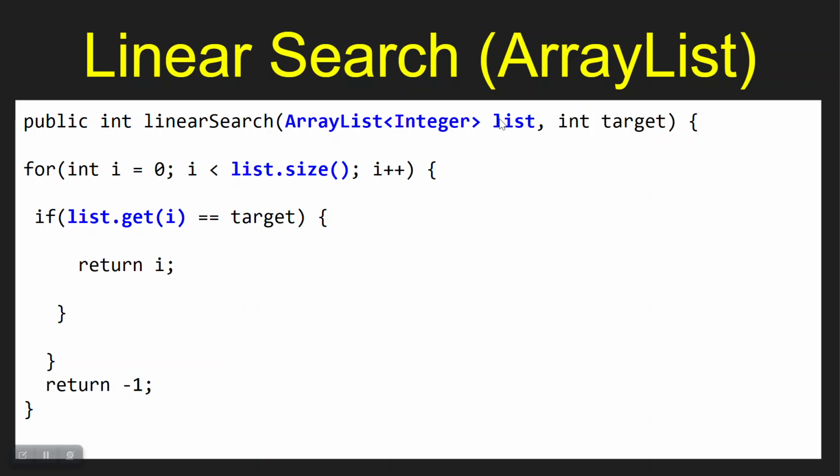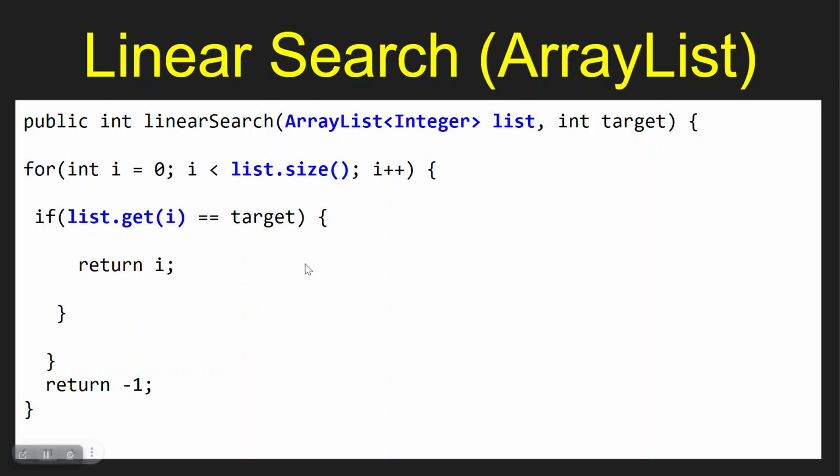Let's modify our program code here. And as you can see, it's the same basic setup, public int linear search for an array list of integers called list. And again, we're looking for the target. We just need to loop through the entire list. And again, we're using the list.size. And then it says if list.get(I) is equal to the target, return I.